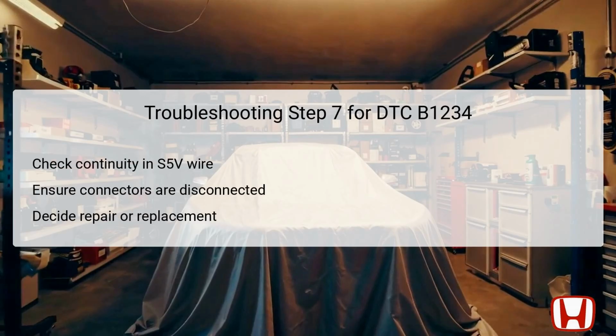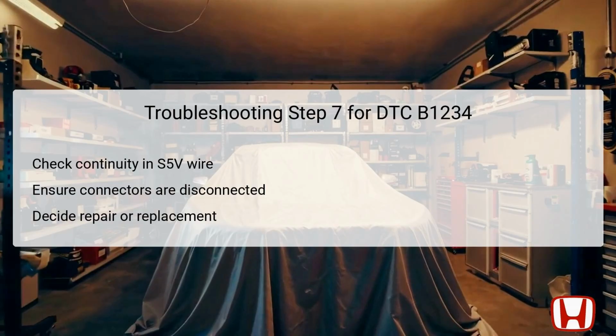The final troubleshooting step requires evaluating the S5V line for continuity, while ensuring all relevant connectors remain disconnected. With the vehicle in the off lock mode, the technician performs a continuity test between the designated test points of the S5V line. This helps ascertain whether there is a short to ground on the S5V wire. If continuity is present, a repair must be undertaken to rectify the short to ground condition.